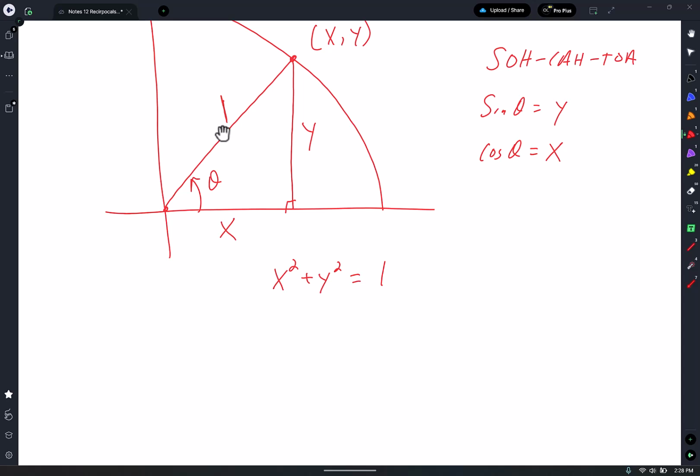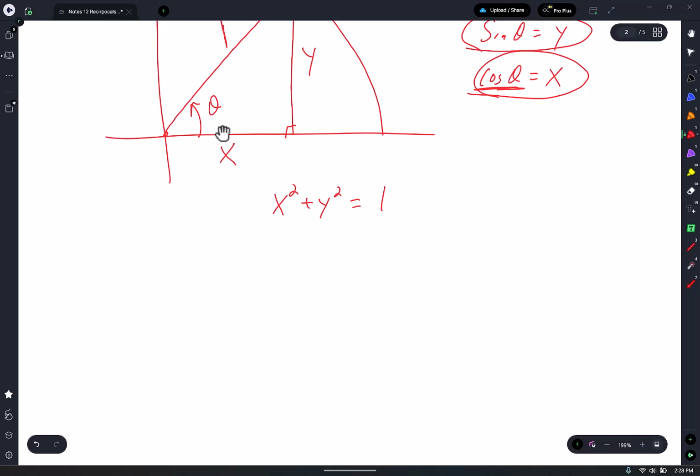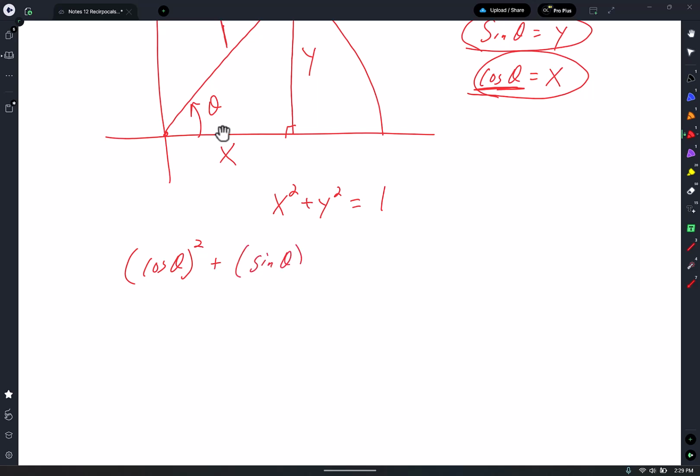Are you guys okay so far? All right, I'm going to do a substitution. What is x? Cosine theta. What is y? So I'm going to write this. I'm going to substitute parenthesis cosine theta, close it squared, plus parenthesis sine theta, close it squared, equals 1.